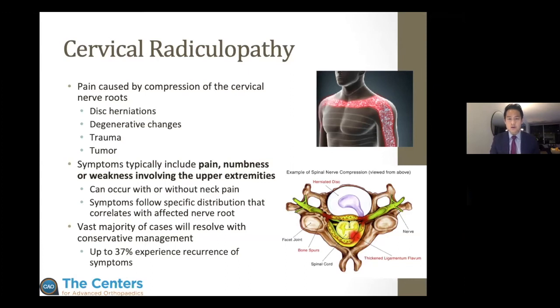Now, cervical radiculopathy doesn't always have to be accompanied with neck pain. A lot of people with classic disc herniation sometimes will come in without any neck pain at all and really will only be complaining of pain in their arm. They'll think that there's something wrong with their shoulder or their elbow, when in fact, it's actually a pinched nerve in their neck. Like axial neck pain, the vast majority of these cases will resolve on their own with time and with conservative management, though also like axial neck pain, there's a high rate of recurrence.